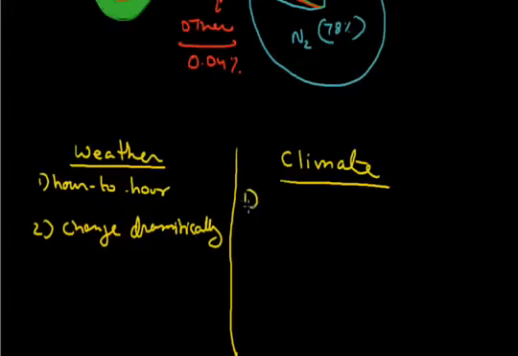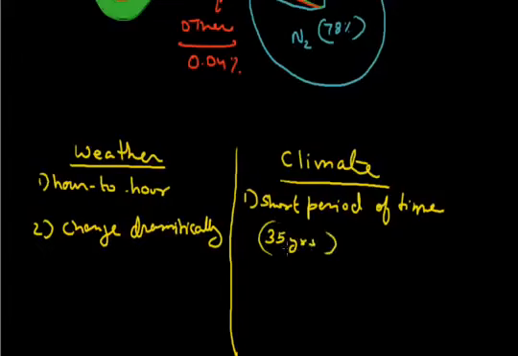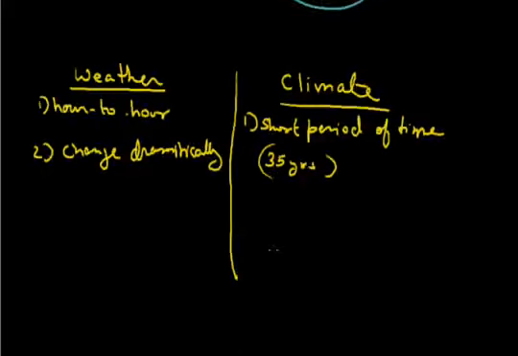On the other hand, climate is the condition of atmosphere at a particular area for a long period of time. Basically here the geographers and scientists count 35 years. They take the data of the last 35 years of weather of a particular area, and accordingly they declare the climate of a particular place. Let us take the example of India.